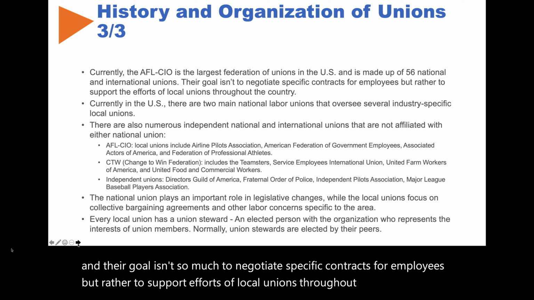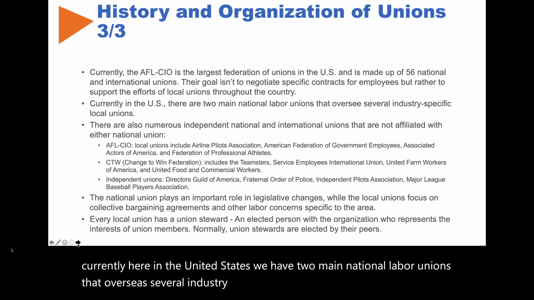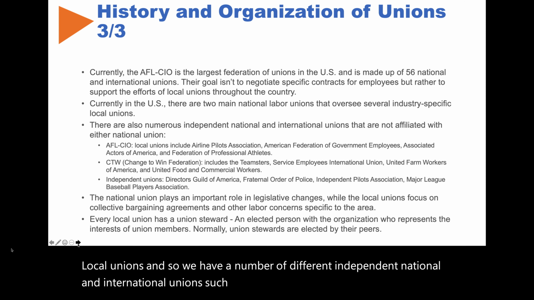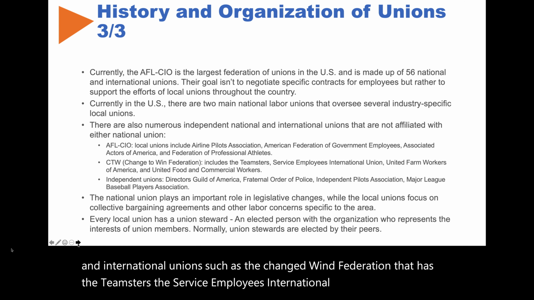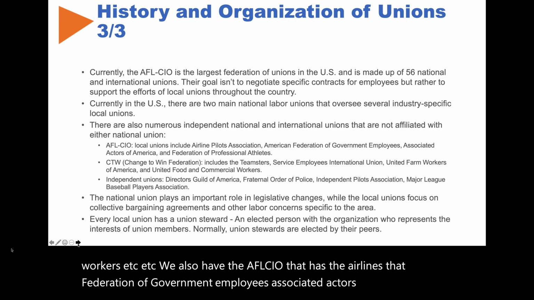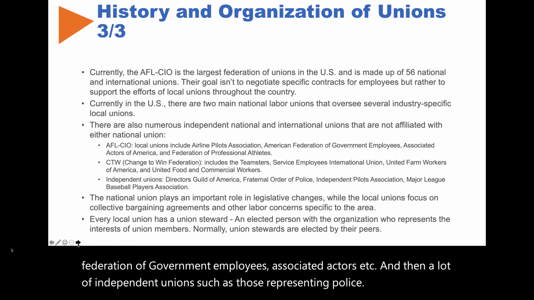throughout the country. So currently here in the United States, we have two main national labor unions that oversee several industry-specific local unions. And so we have a number of different independent, national, and international unions, such as the Change to Win Federation, that has the Teamsters, the Service Employees International Union, United Farm Workers, etc. We also have the AFL-CIO that has the airlines, the Federation of Government Employees, Associated Actors, etc. And then a lot of independent unions, such as those representing police, pilots, Major League Baseball players, etc.